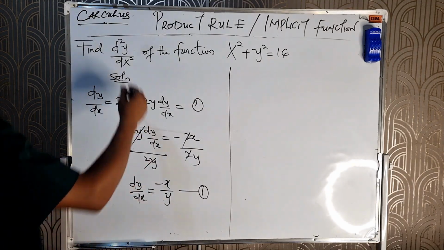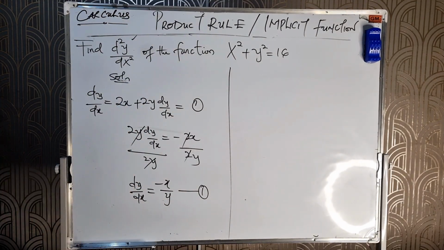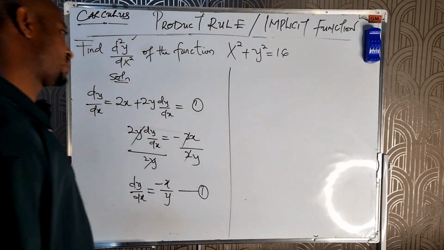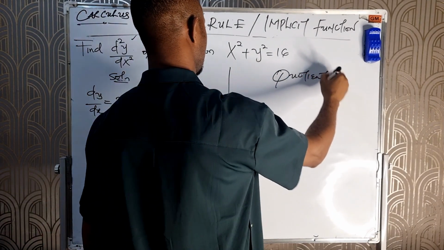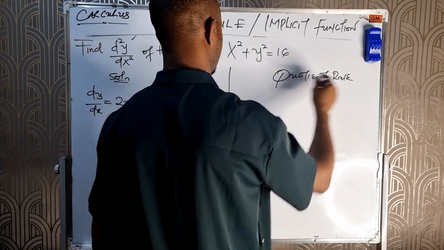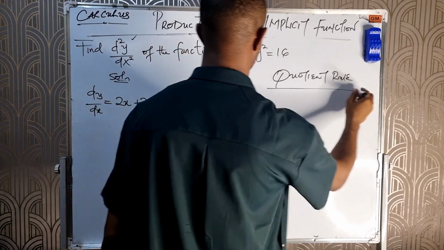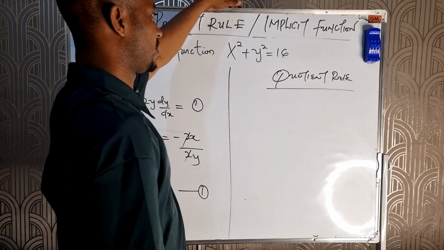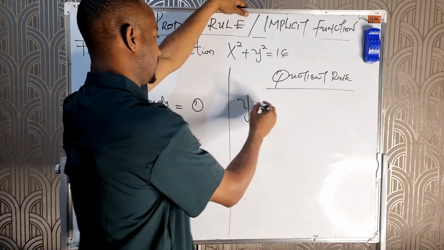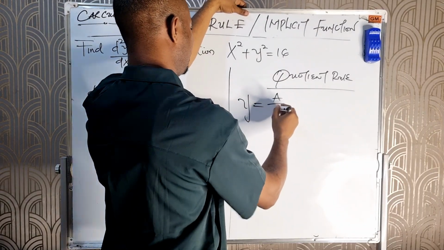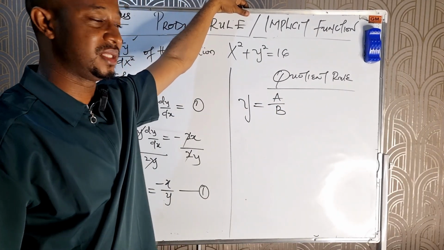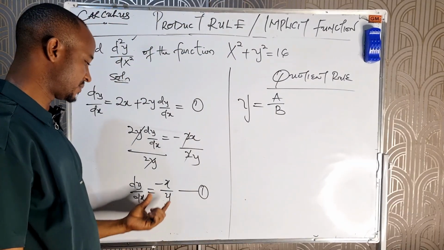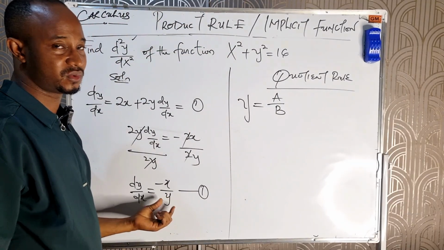But the question says find d²y over dx². Now there's a rule called the quotient rule of differentiation. You know, we have seen the product rule, right? If I have a quotient function, for example y equals a divided by b, how do we differentiate a function like this? Like we just saw, minus x over y, this quotient.